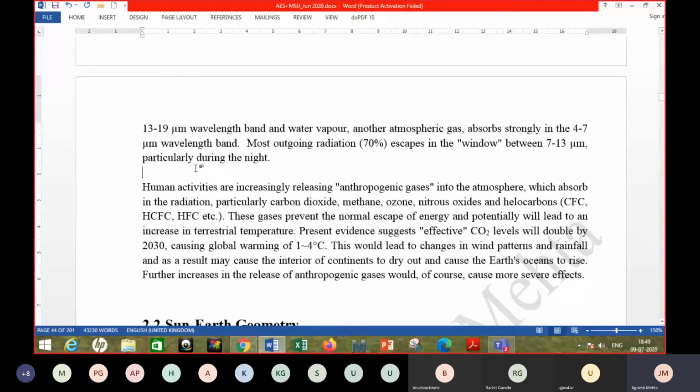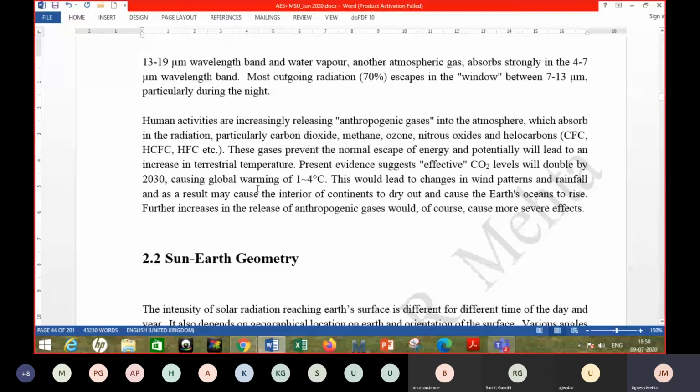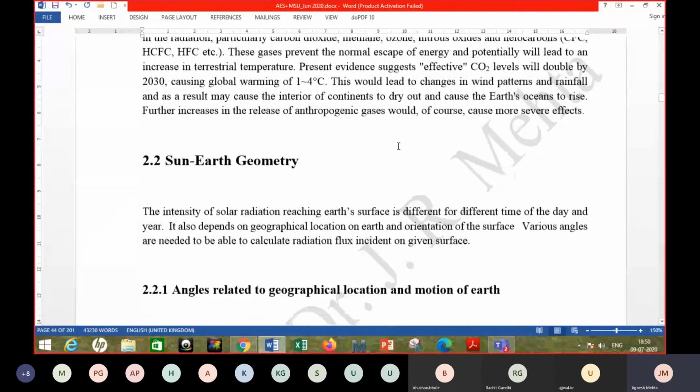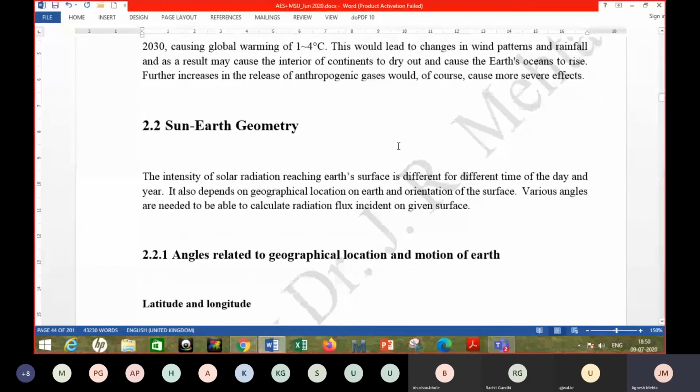But then too much carbon dioxide and other greenhouse gases like CFC, HCFC, HFC, etc. are playing a negative role, and they are increasing the global atmospheric temperature higher than what is necessary for healthy growth of life, and that is creating a threat to the existence of life on Earth.